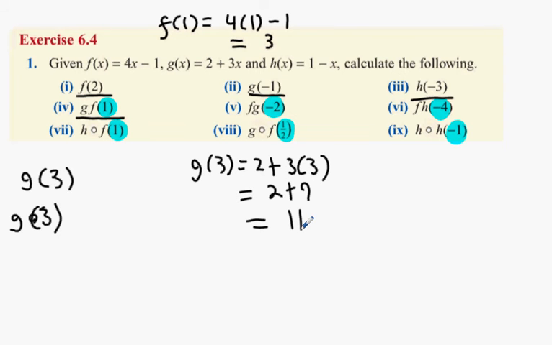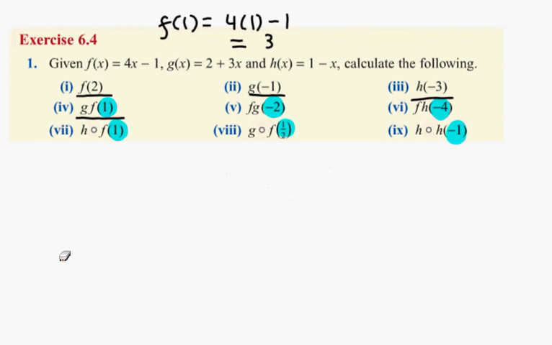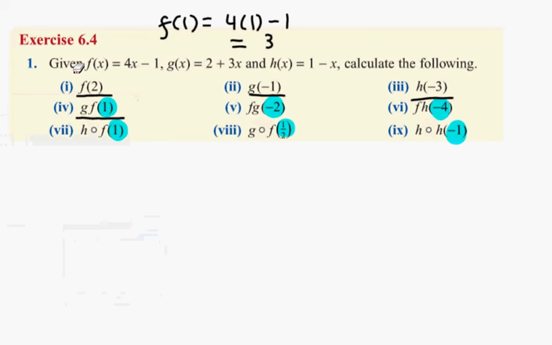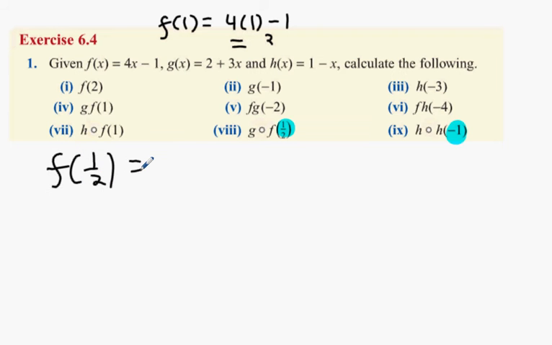So let's take number 8 as an example. In fact, why don't you try part A first, and then I'll try part A after this. First of all, start with f of a half. Okay, so we're doing part 8. The two that are shaded in blue are the ones we're doing. Start off with f of a half. What does f of a half mean, guys? 4 times a half, 2 minus 1, which is 1.